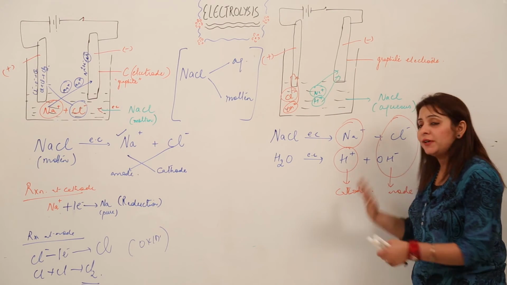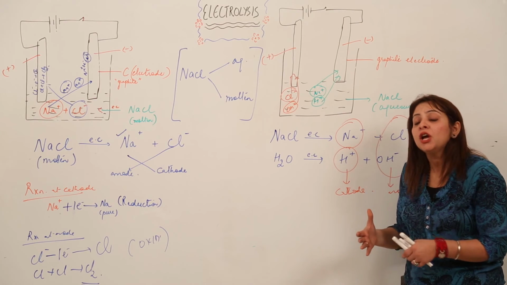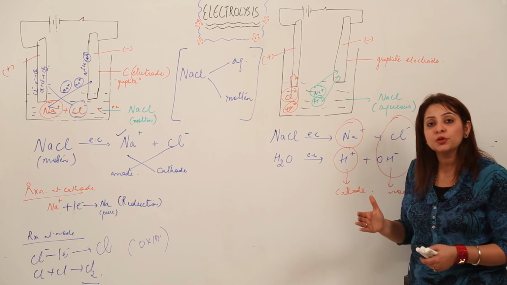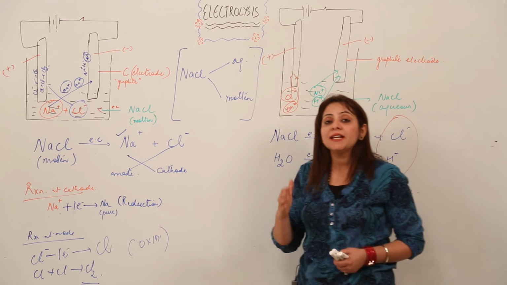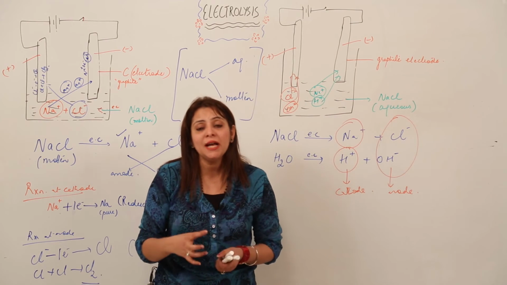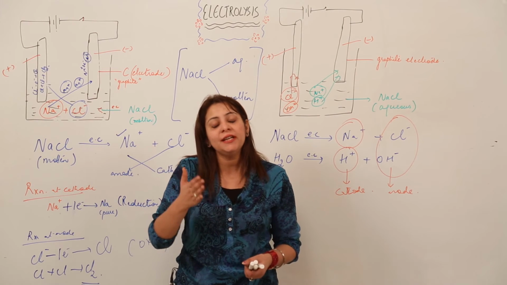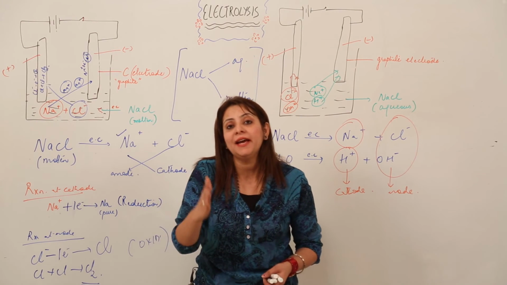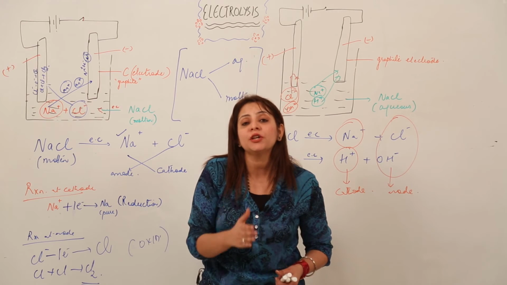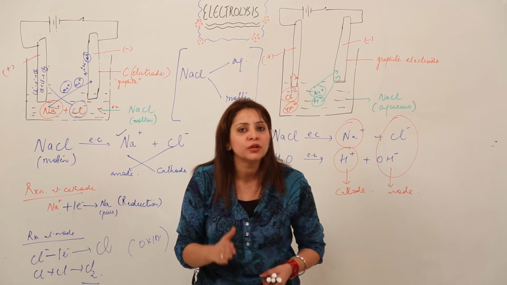So will both of them show reduction, or will only one of them? You should know that if more than one ion reaches the respective electrode, then that ion gets discharged whose reduction potential is low.